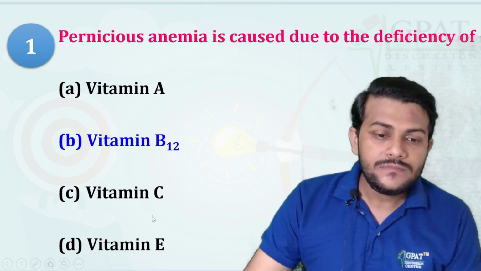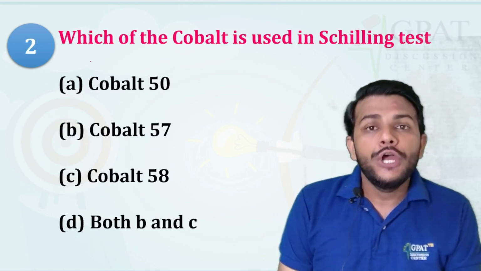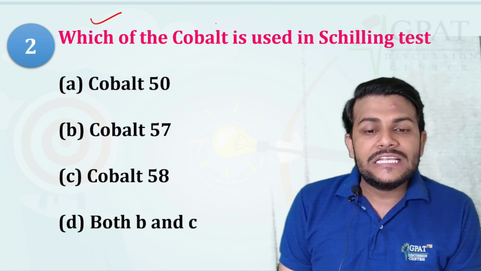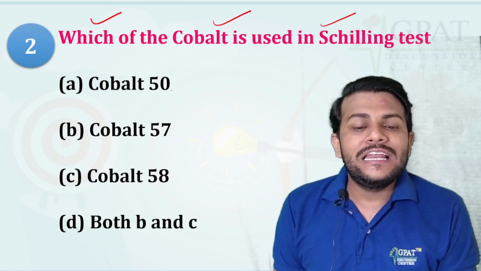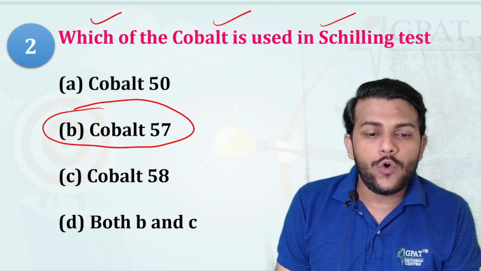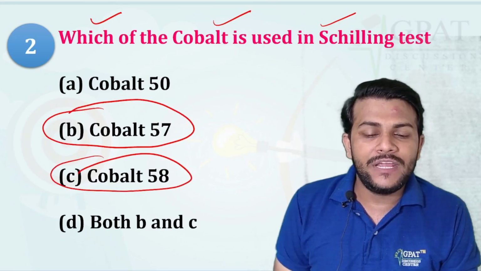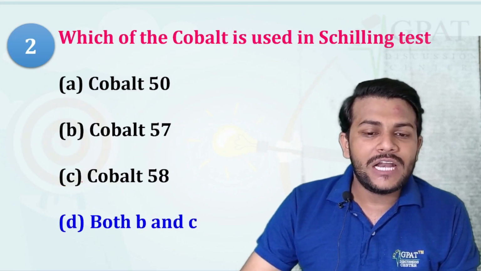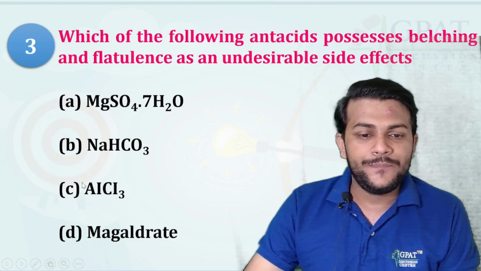Got it? Second question: which of the following is used in the Schilling test? First, you have cobalt 57 and cobalt 58. So both B and C are the options for the Schilling test.